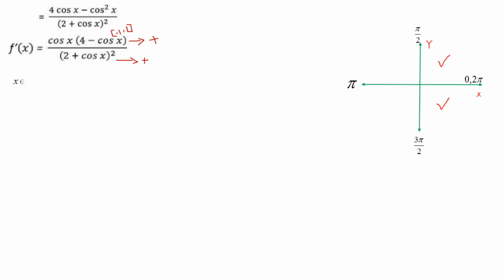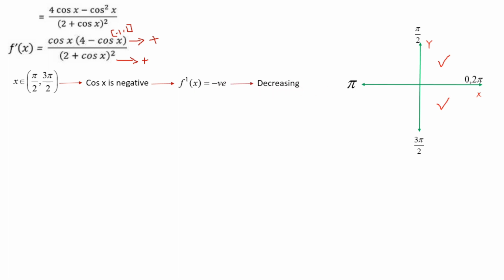That means when x belongs to pi by 2 to 3 pi by 2, that is the second and the third quadrant, cos x is negative. You know that in the second quadrant only sine is positive, in the third quadrant only tan is positive. That means from pi by 2 to 3 pi by 2 cos is negative. That means f dash x is negative. F dash x is negative means the function is decreasing.